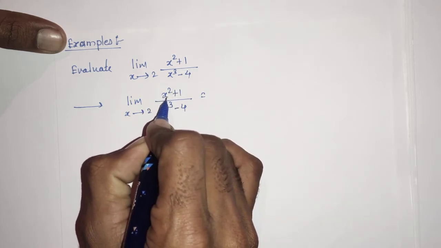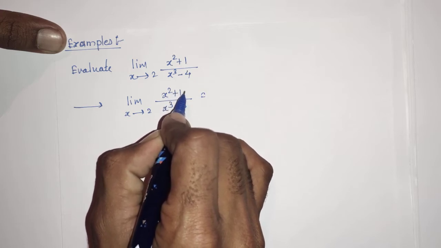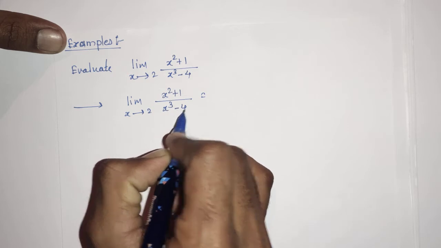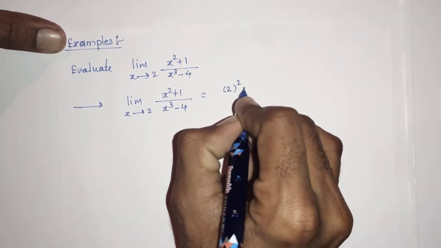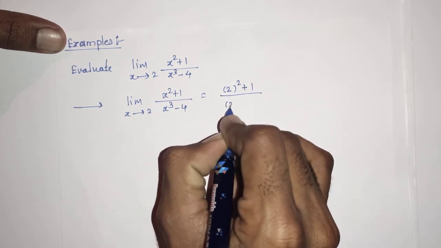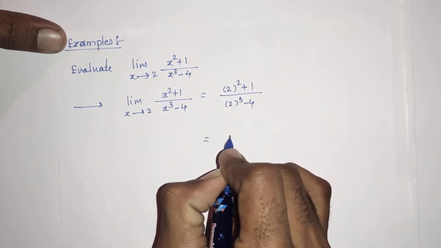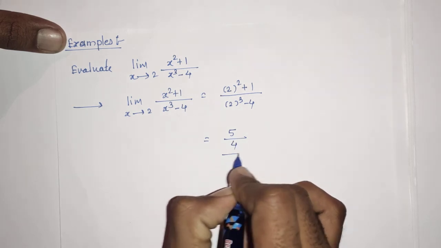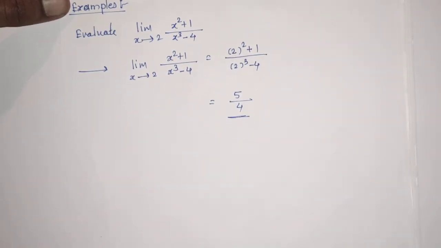So we get 2 square plus 1. 2 square means 4, plus 1 is 5, divided by x cube minus 4. So 2 cube is 8, minus 4 is 4. Just substituting x equals 2, we get 2 square plus 1 divided by 2 cube minus 4, which equals 5 divided by 4. So this is the limit of the given function. So this is the solution of the first example.